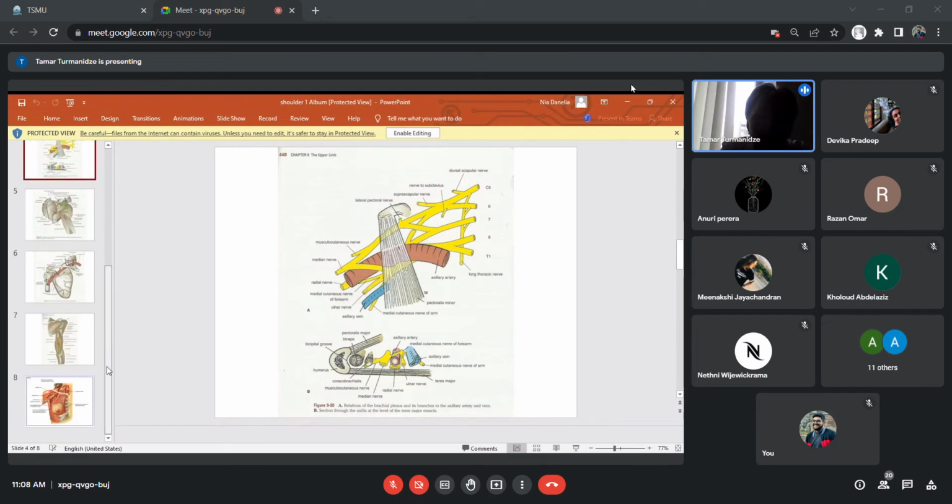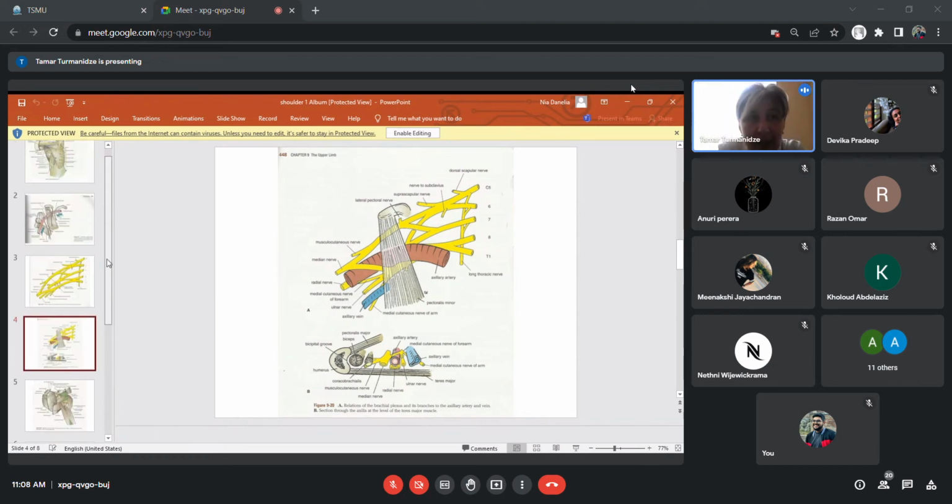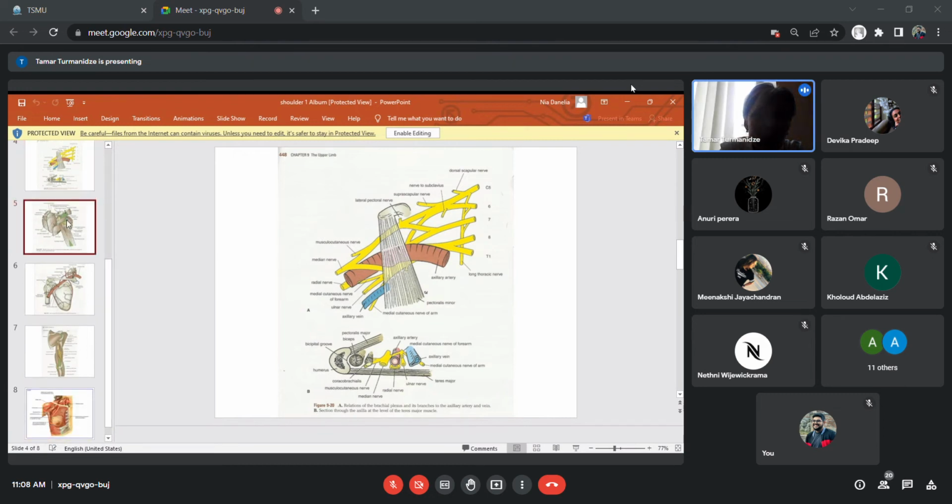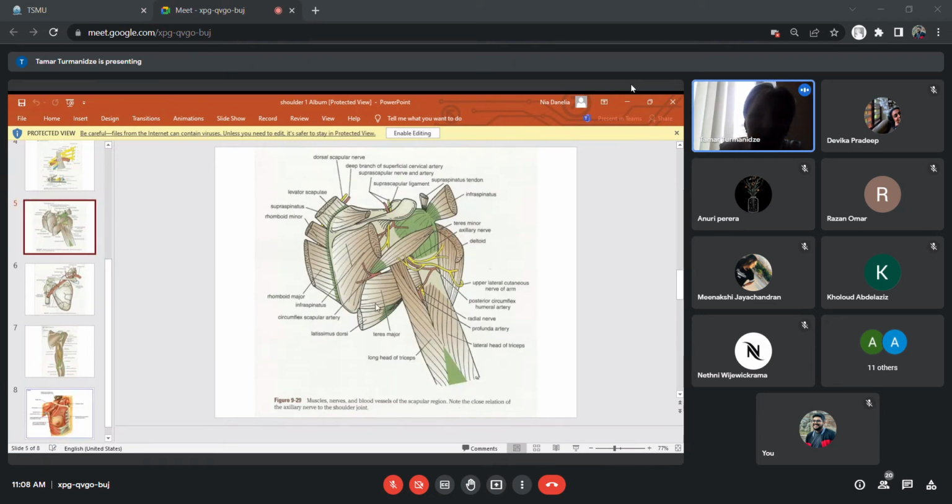In the anterior wall of the axilla, we have triangles. In the posterior wall of the axilla, which muscles form it? The teres major muscle and the latissimus dorsi muscle. Here we have spaces: the quadrangular space and the triangular space.